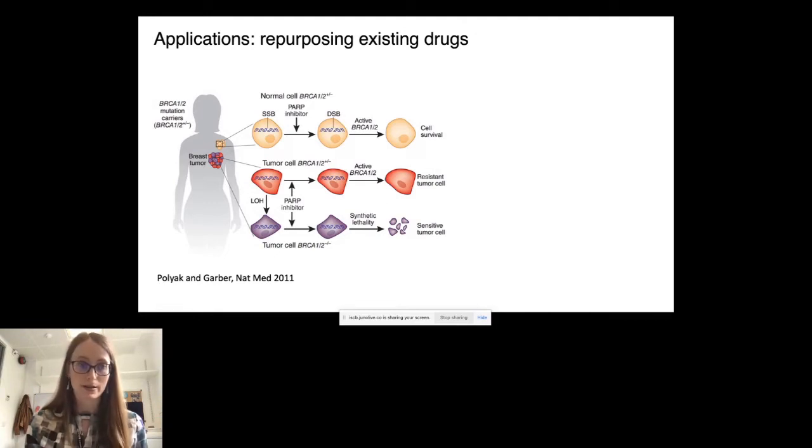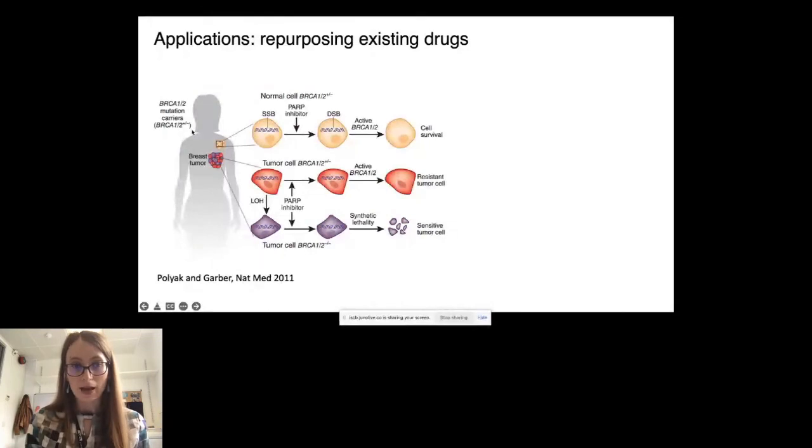Now, why is this so? This is because these genes, BRCA1 and BRCA2, are involved in double-strand break repair. So if you have double-strand breaks in the genome, these genes will come and they will trigger the processes that are needed to repair these breaks. Now, if you are missing one copy of these genes, then of course the repair process will be less effective. But the cells still can survive.